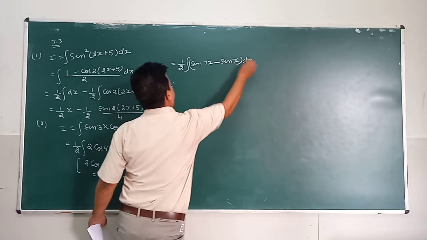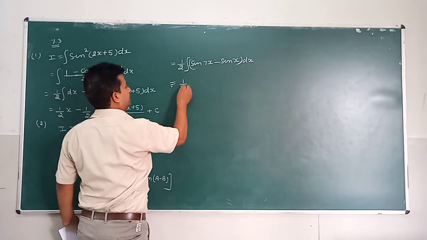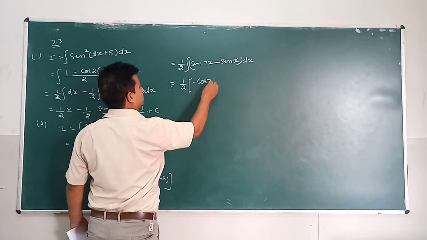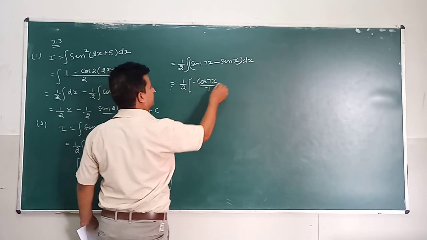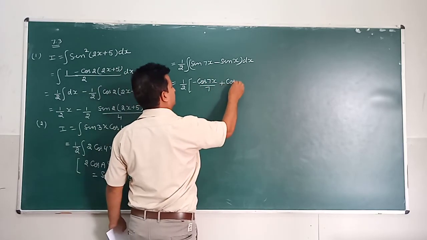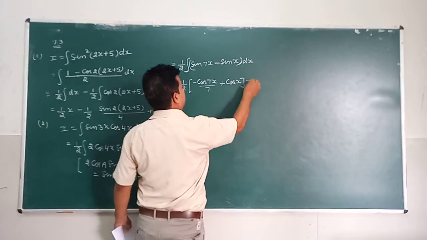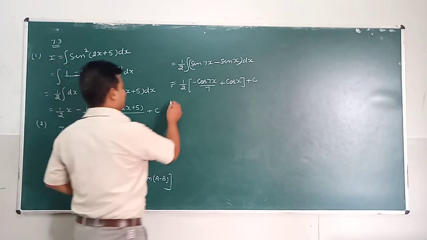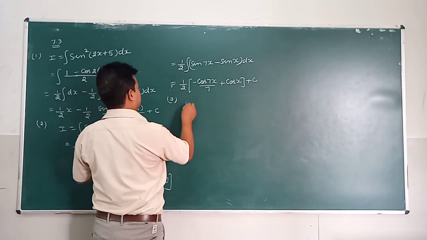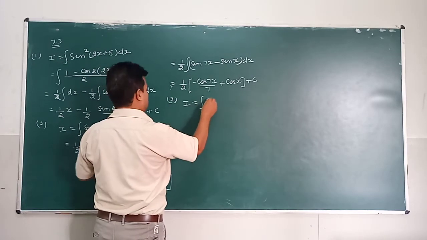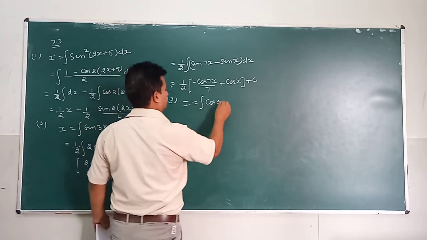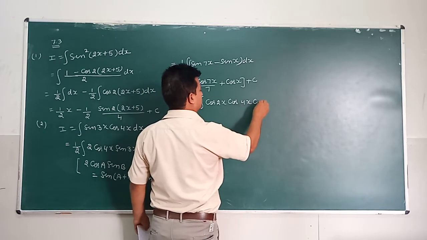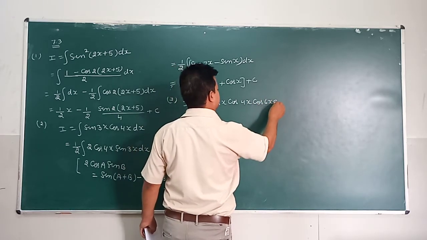When we integrate this, the integration of sin 7x is minus cos 7x by 7. Integration of sin x is minus cos x. This is the answer. In the third question, I is equals to the integral of cos of 2x cos of 4x cos of 6x.